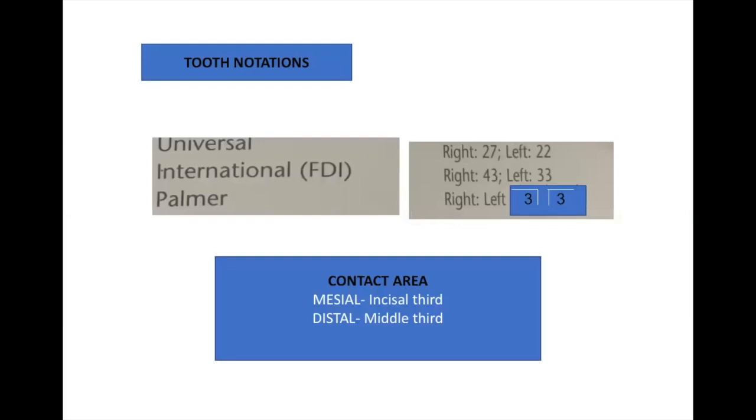Tooth notations in universal: right side mandibular canine is designated as 27, left side 22. FDI, right side 43, left 33. Palmar, both right and left, it is written as 3, but with a symbol which is given in the slide. Contact areas, mesial is incisal third, distal it is middle third.